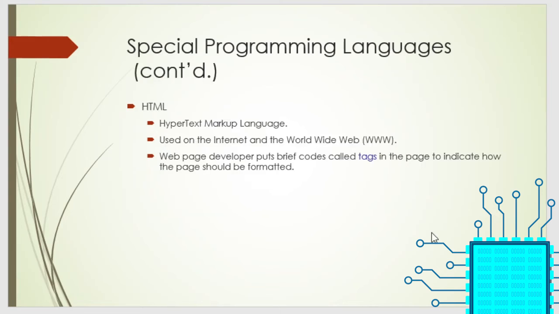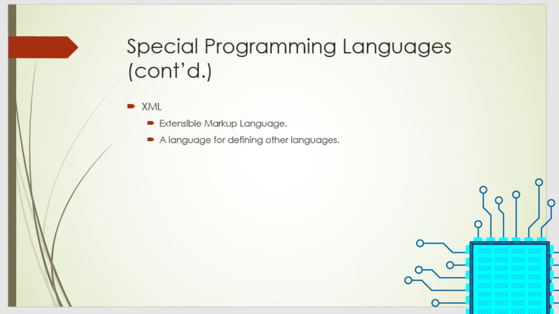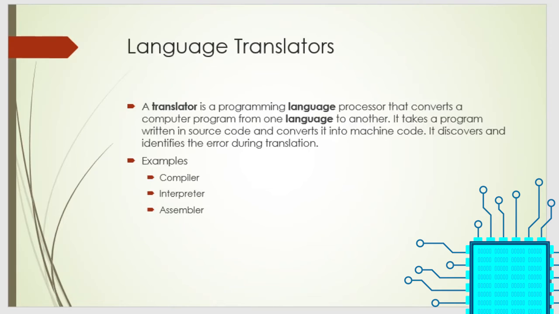Next is HTML, which is the hypertext markup language for web page designing, which is used in the Internet and the World Wide Web. A web page developer puts brief codes called tags in the page to indicate how the page should be formatted. And XML, which is the extensible markup language, a language for defining other languages.